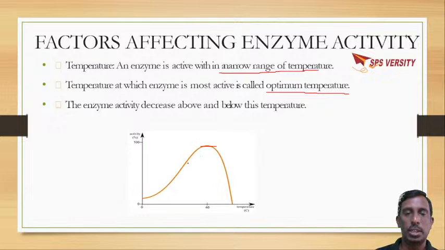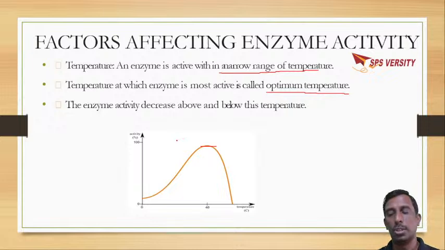Below this 40, the enzyme activity is low. After 40, the enzyme activity has decreased. That means if you look at this, the enzyme activity will decrease below this optimum temperature and above this optimum temperature.